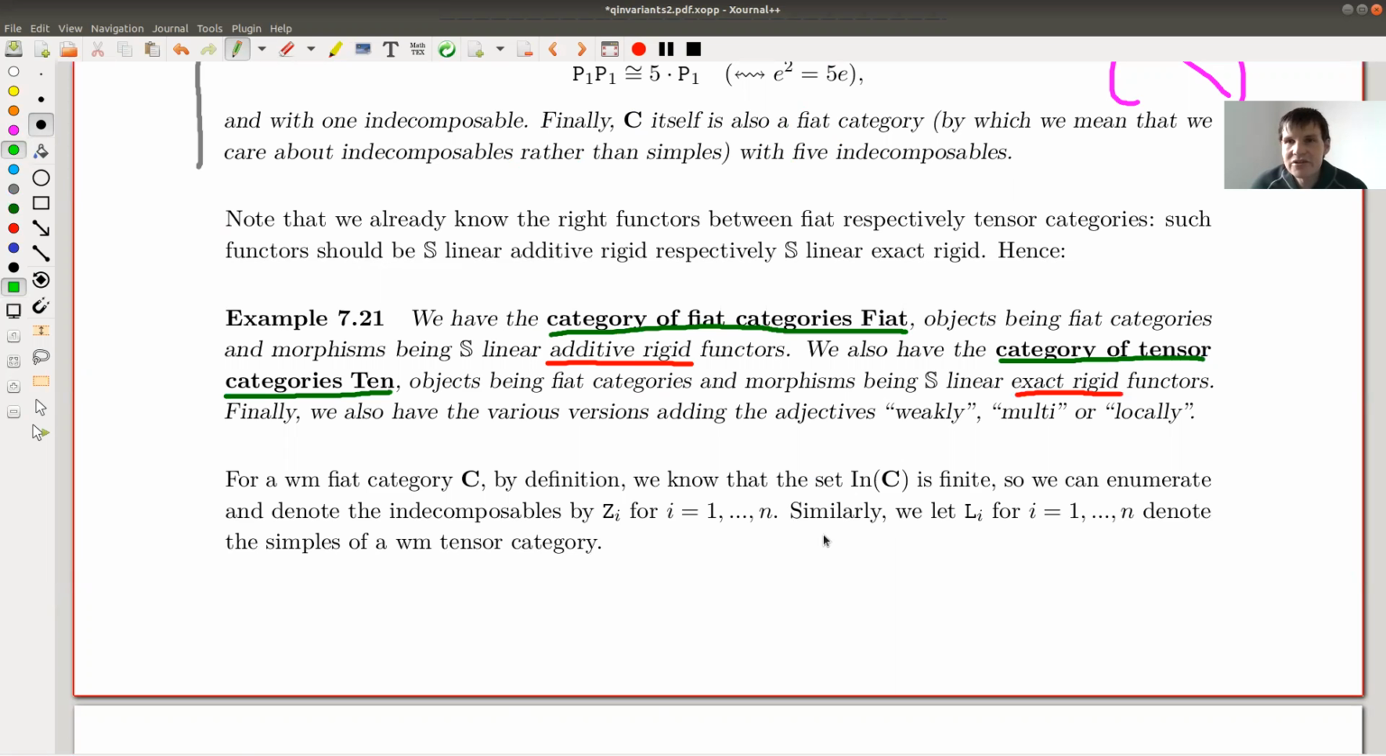So my finiteness conditions that I forgot to mention and I came back to, in one sense are that I have a finite number of Z's. These are the indecomposables. So just number them by whatever, Z1 to Zn. Or I have a finite number of L's, these were the simples. And I would also just denote them by L1 up to Ln, depending whether I'm in the Fiat setup or in the tensor setup.